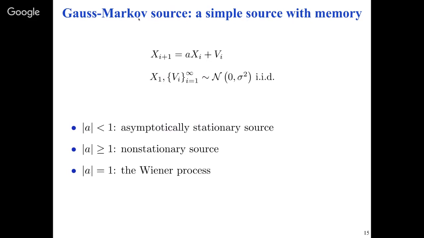Okay. So let's look at the source now. The xi source that we're going to be focusing on is known as the Gauss-Markov source, and it's a very simple model for understanding sources with memory. Here, the Vi are these additive disturbances, and A is the system parameter, which says a lot about this source, actually.